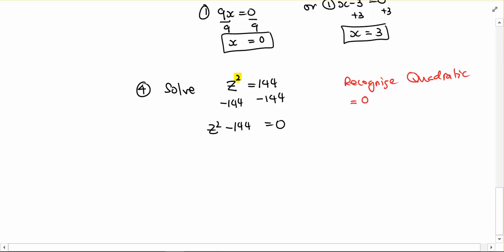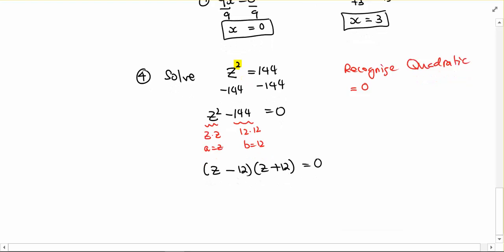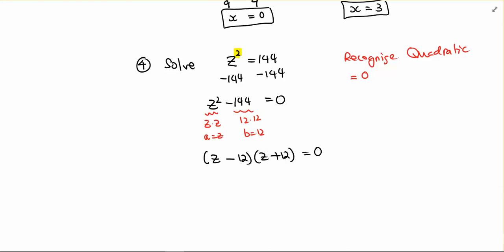So now, is this the difference of two perfect squares? Well, here I have z times z, there I have 12 times 12, so my a is z, my b is 12, so indeed this is the difference of two perfect squares. So I can write this as z minus 12 times z plus 12 equals 0. And now I have my mn pattern.